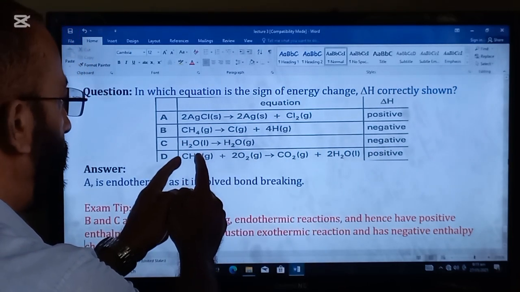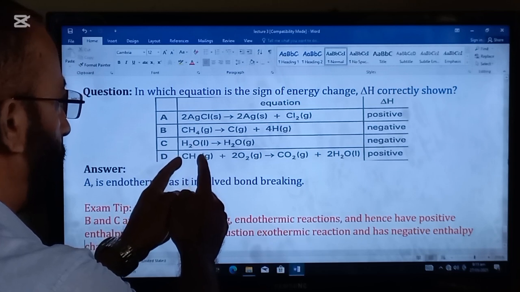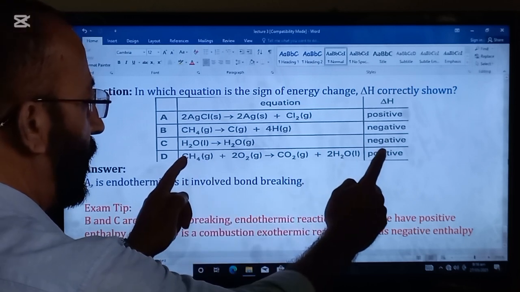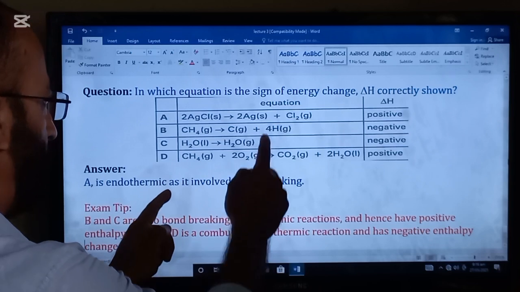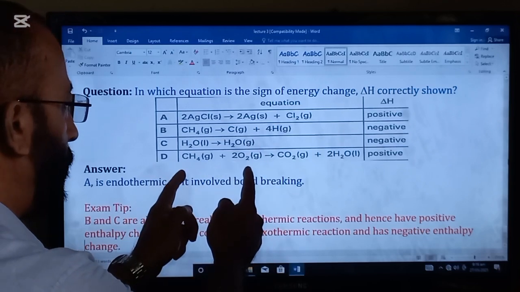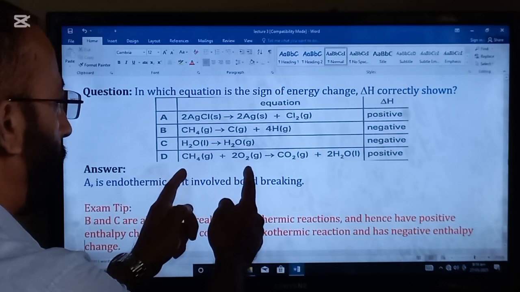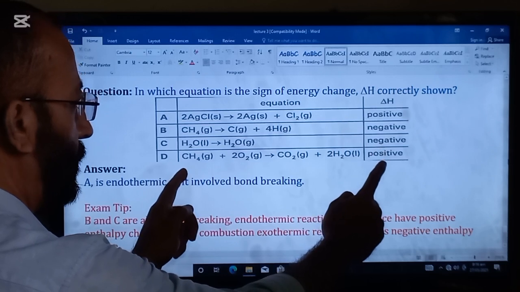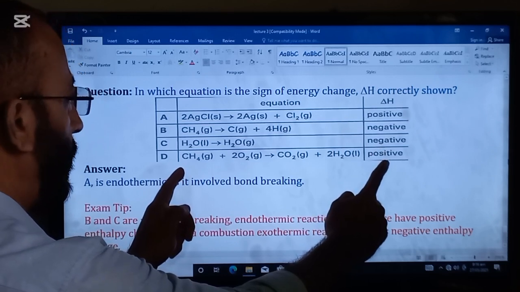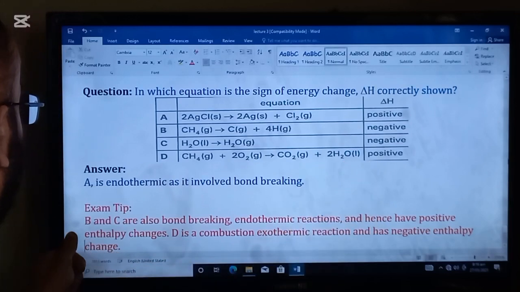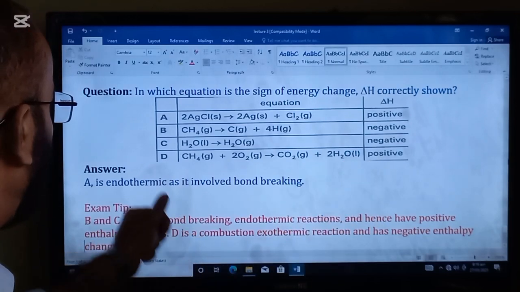This is an exothermic reaction. It will have negative sign, but positive sign is given, that is wrong. It will also be discarded. This is also an exothermic reaction, but wrong sign is given. It should have negative sign. So it is also discarded.